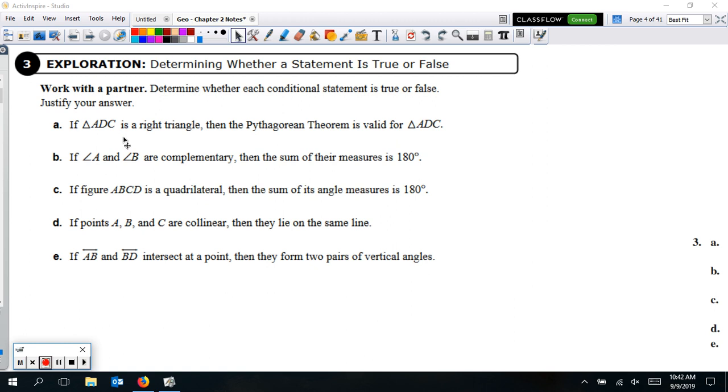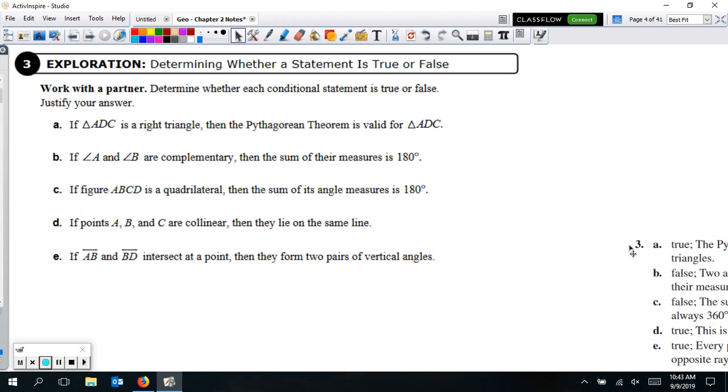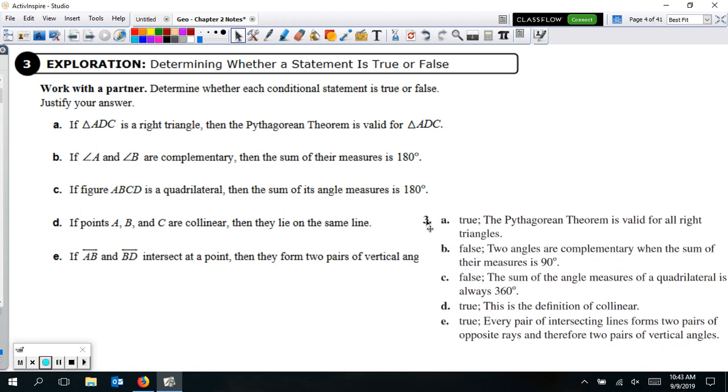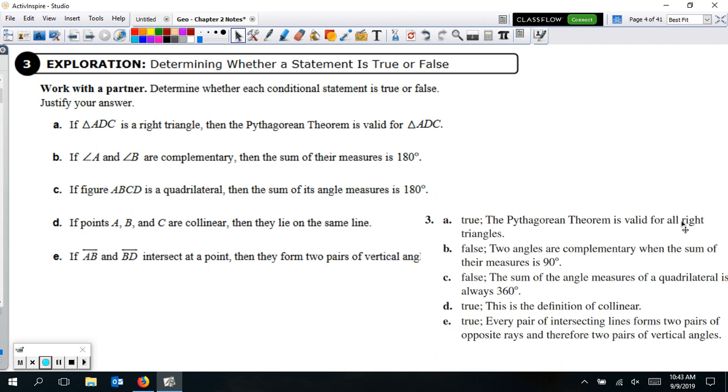If triangle ADC is a right triangle, then the Pythagorean theorem is valid for that triangle. So when can we use the Pythagorean theorem? When it's a right triangle. So yes, that would be true, because the Pythagorean theorem is valid for all right triangles. That's when we would use it, specifically for a right triangle.